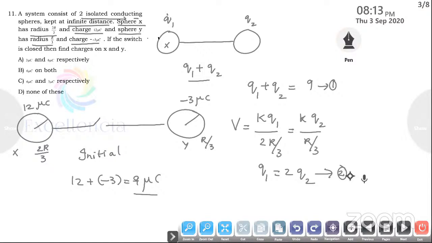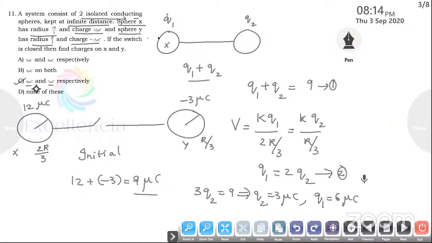From 1 and 2, if I simplify, I will get the values of Q1 and Q2 respectively. If I substitute Q1 as 2Q2, then it will be 3Q2 in equation 1, which is 9. So Q2 becomes equal to 3 microcoulomb. It is positive, please observe. So Q1 automatically will be 6 microcoulomb, because the total charge on the system should be 9 microcoulomb. So the charges on spheres X and Y are: Q1 is 6 microcoulomb and Q2 is 3 microcoulomb. So option C should be the answer.